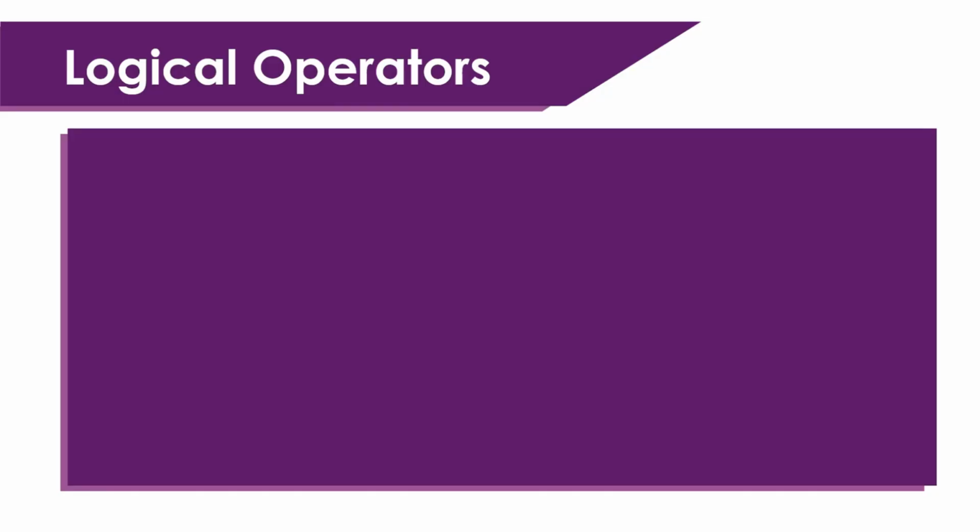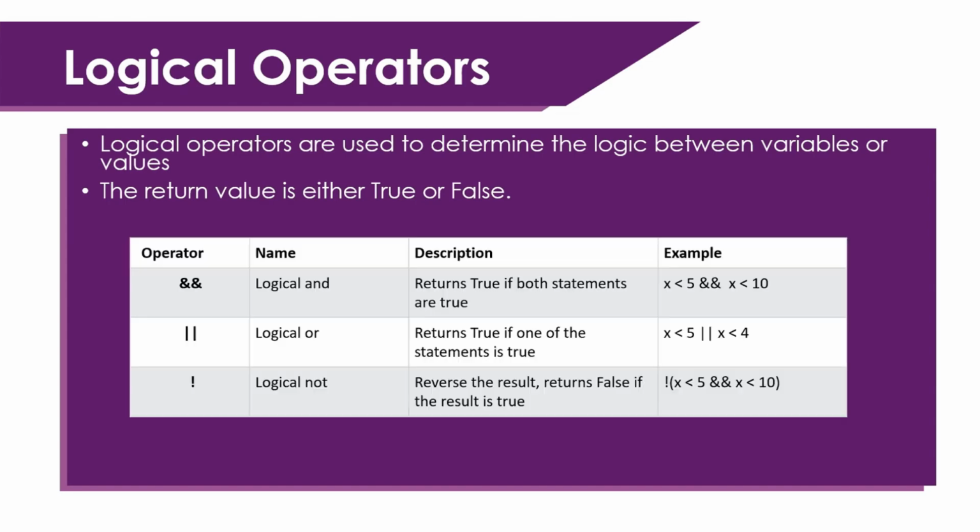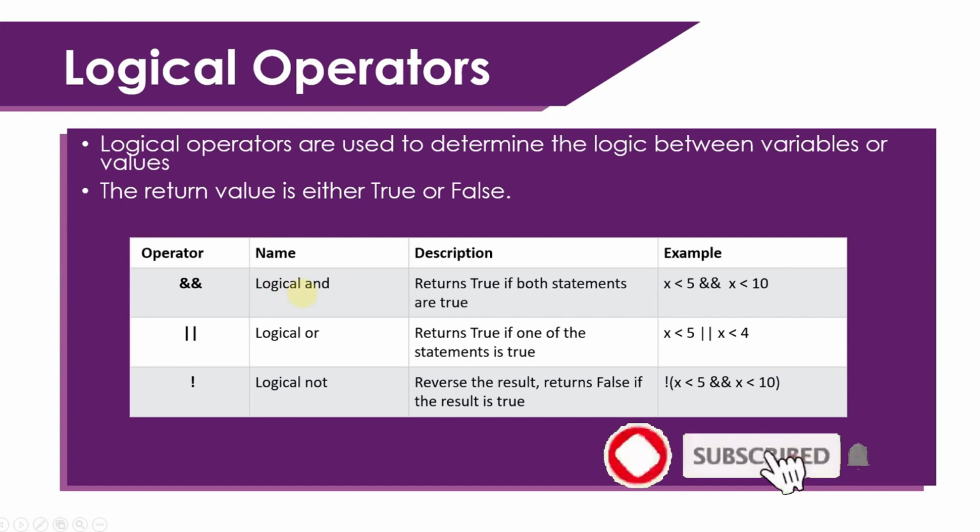Next naman guys is yung logical operator natin. Logical operators are used to determine the logic between variables or values. The return value of a logical operator is either true or false. So, similar with conditional operators, true or false din or boolean values din ang output po nito. Okay, so here are the symbols na ginagamit in logical operators. We have the double ampersand. This is for the logical AND or AND operator. Returns true if both statements are true.